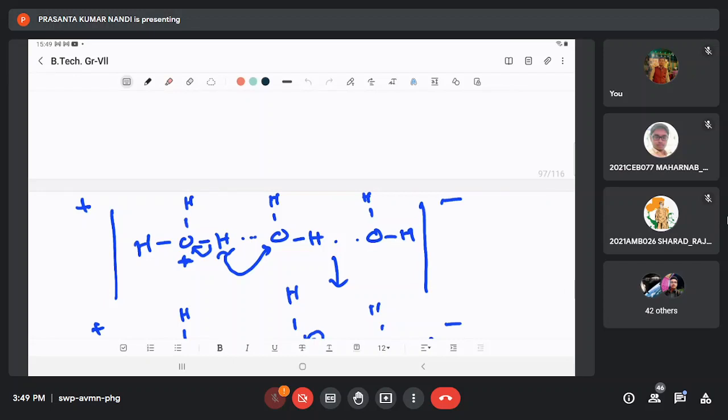See, suppose there are two electrodes, one marked as plus, another marked as negative. The negative electrode we call cathode, and the positive electrode we call anode. When the cell is an electrolytic cell, the anode has a plus sign and the cathode has a negative sign.